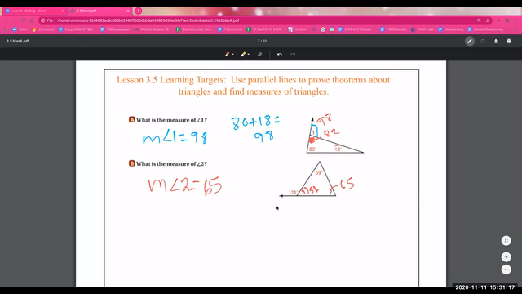The other way you could do it is again using the remote interior angle, which says that the exterior angle is equal to the sum of the two interior angles, 59 plus measure of angle 2. So then you would just subtract 59. And that would be 124 minus 59, 65. So you can get it either way.